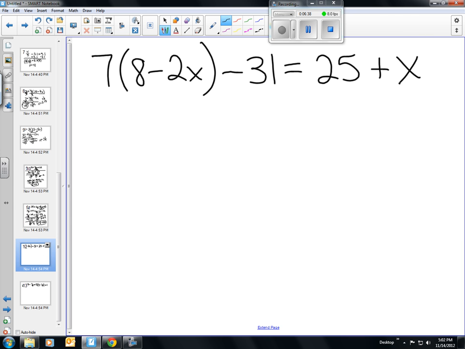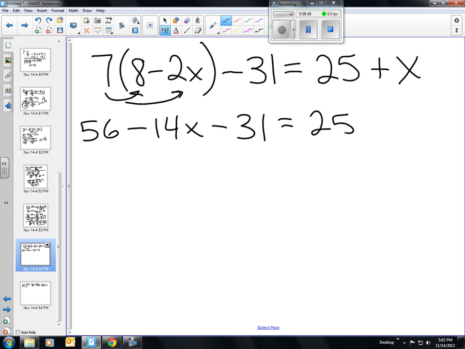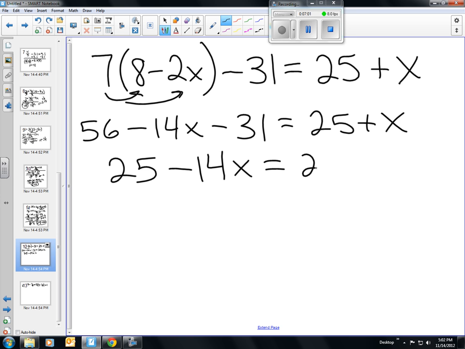Let's look at another example. Here on the left side, we want to start with the distributive property here and here. So we're going to say 56 minus 14x minus 31 equals 25 plus x. Then we would simplify, say 56 minus 31 is going to be 25. So we're going to have 25 minus 14x equals 25 plus x.